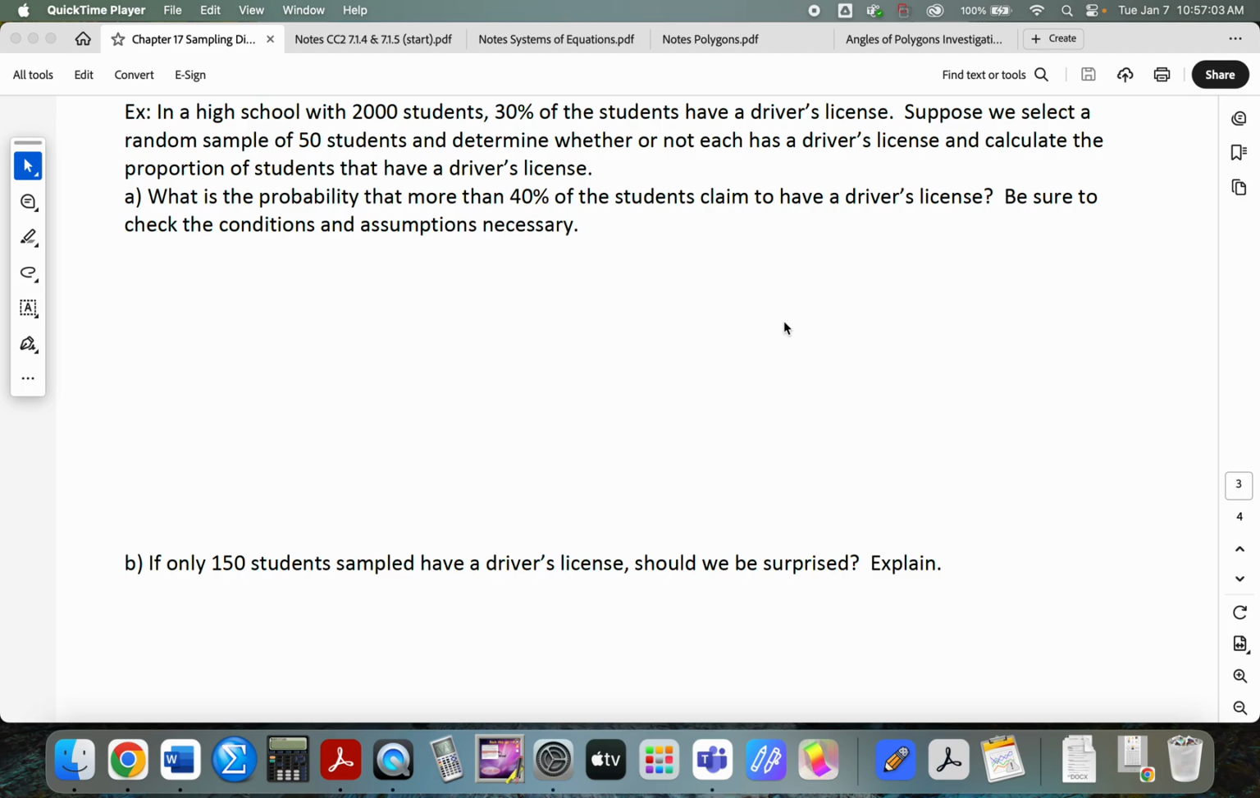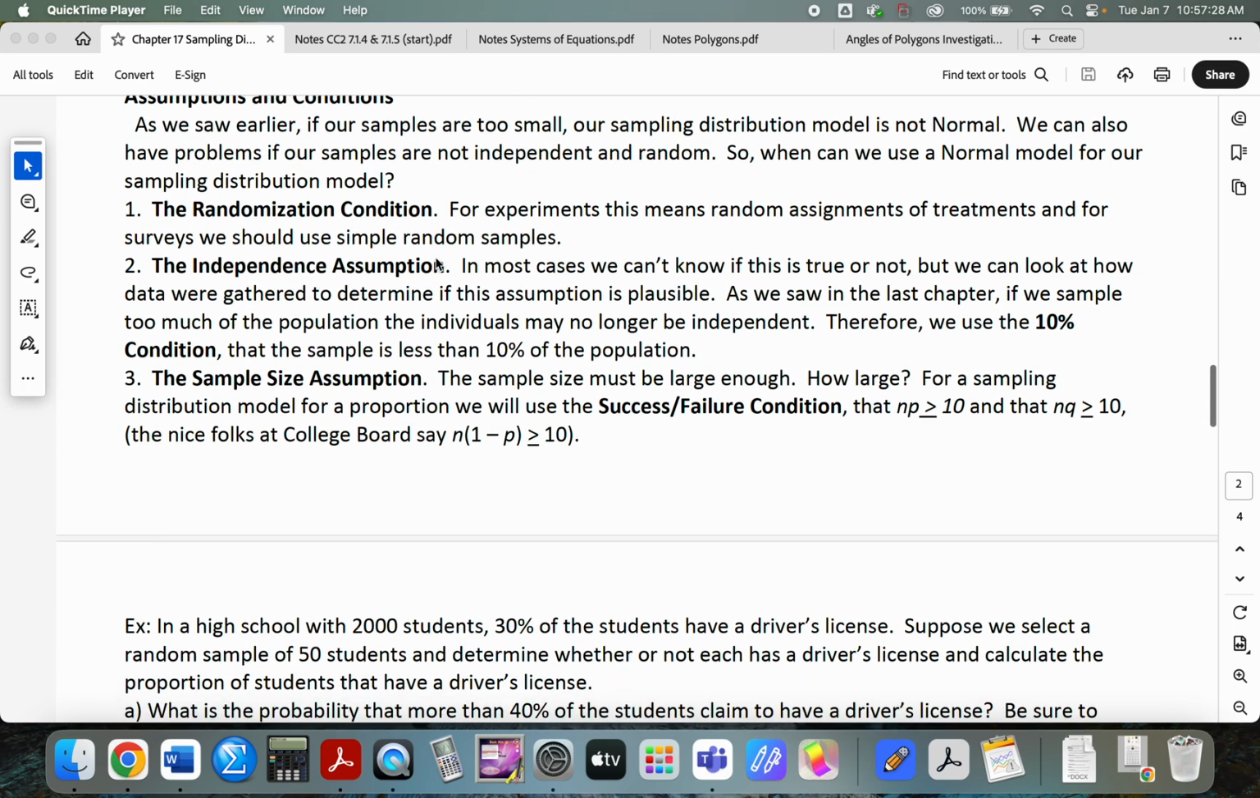Okay? So we're going to determine the percentage of students that have a driver's license. What's the probability that more than 40% of the students claim to have a driver's license? Be sure to check the conditions and assumptions necessary. So we're going to try to apply a normal model to this. What are the assumptions? Well, right up here.